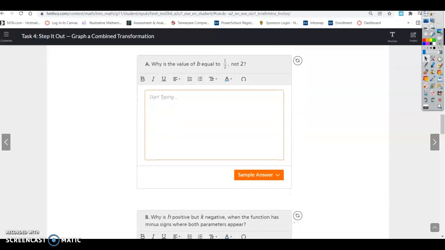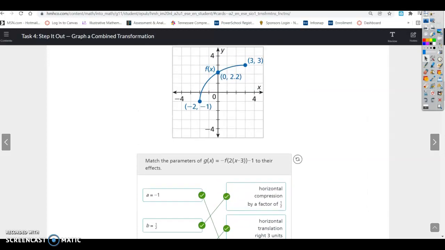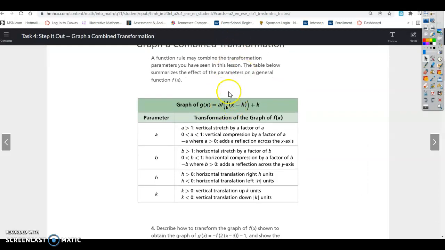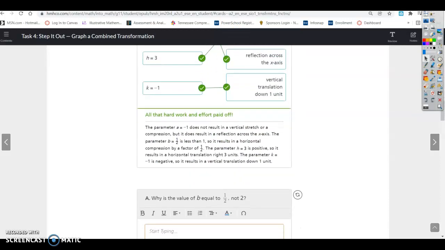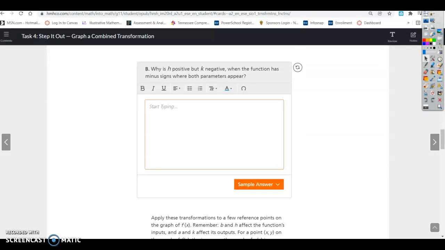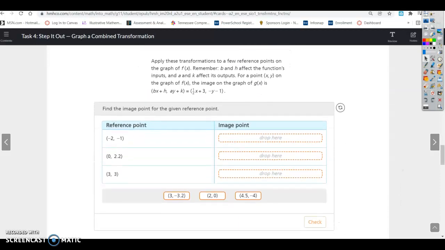All right, why is the value of B equal to 1/2 and not 2? Because as the formula states above, it's 1/B, and so that would be 1/2. All right, why is H positive and K negative? Again, it just depends on whether it's affecting the X value or the Y value, your input or your output, and that's what makes the difference there.